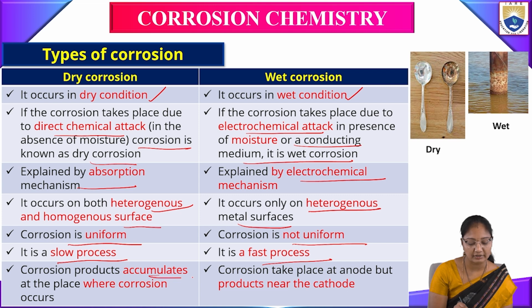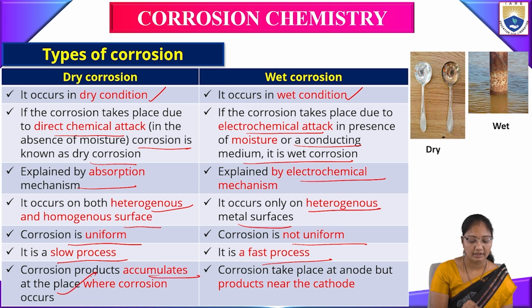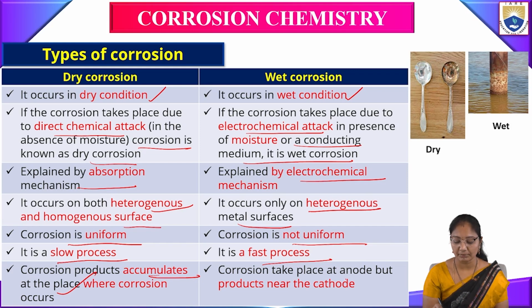In dry corrosion, the corrosion products accumulate at the place where the corrosion occurs. Whereas in wet corrosion, the corrosion takes place at the anode and the products accumulate near the cathode. So these are the differences between dry corrosion and wet corrosion.